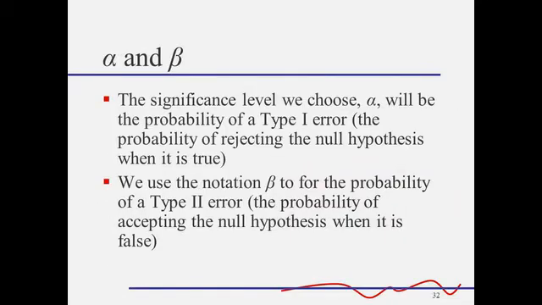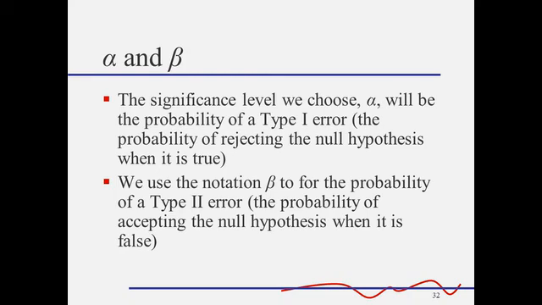The significance level we choose, alpha, is the probability of a type 1 error, the probability of rejecting the null hypothesis when it is true. We use the notation beta for the probability of a type 2 error, the probability of accepting the null hypothesis when it is false. Now there's a trade-off. If we make alpha very small, we reduce that probability, then that will increase the probability of a type 2 error and vice versa.